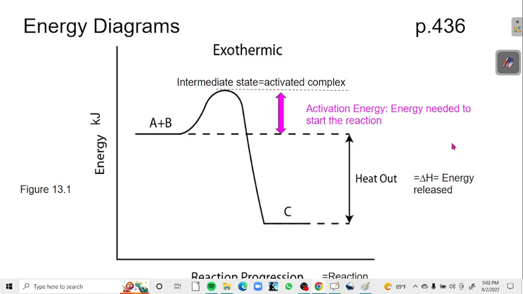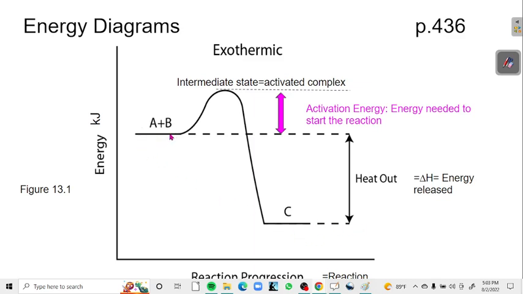Let's look at the first example. This is similar to what you have on page 436. It represents an exothermic reaction. On the y-axis, you have the amount of energy in kilojoules. This represents time, so it's the reaction progression as it moves on. You start with reactants, A and B, and you produce product, here represented with a C. So as you start, you see that it has a bump, and then it falls down, and then it's flat again. Okay? As the progression of the reaction goes on, the energy levels out.